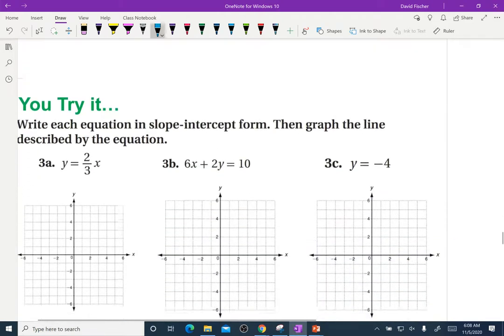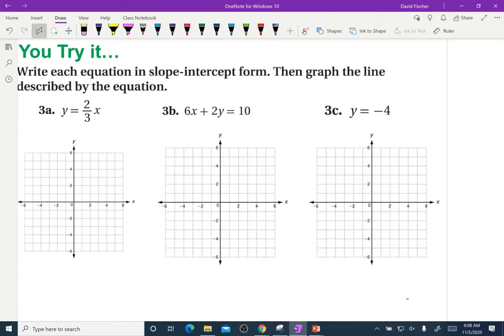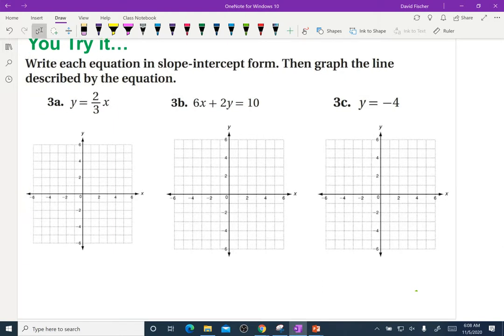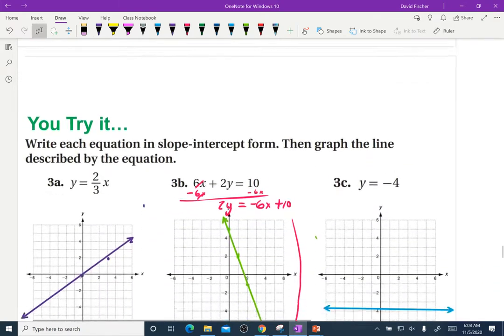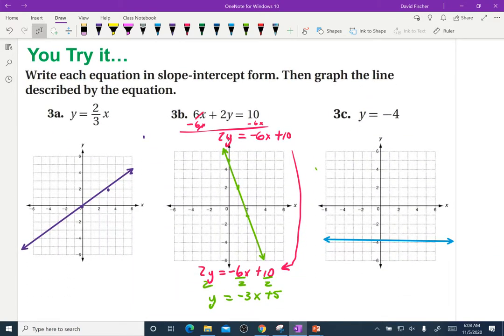All right. I think you got some to try. You got 3 of them there to do. So pause your video, do those 3, and then let's see how you did. All right, let's see how you did. This is where math gets a little bit more fun because I'm drawing lines and things like that.